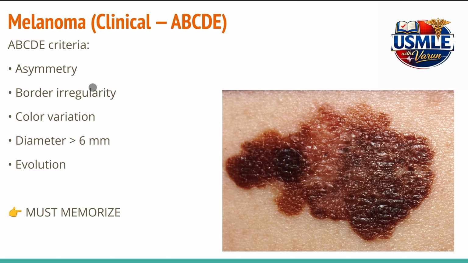Melanoma is the most dangerous skin cancer. To recognize it, we use the A, B, C, D, E criteria. A stands for asymmetry, B stands for border irregularity, C stands for color variation or multiple colors, D stands for diameter greater than 6 millimeters, indicating that they are larger in size, and E stands for evolution over time. The most important feature is evolution. So the most important feature of melanoma is change over time. So the ABCDE criteria stands for asymmetry, border irregularity, color variation, diameter greater than 6 millimeters, and evolution over time.